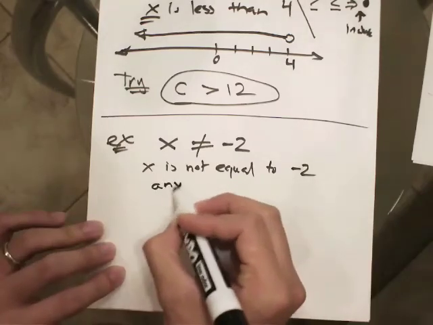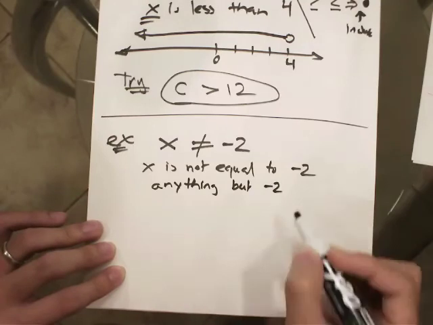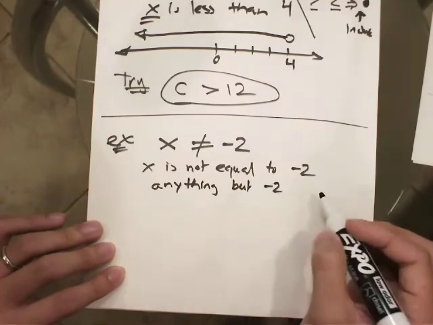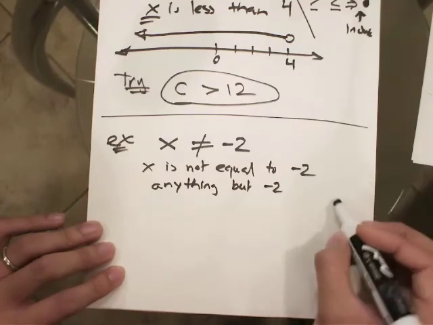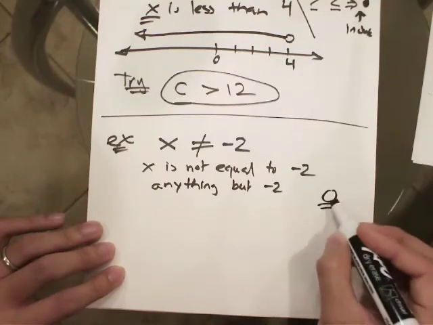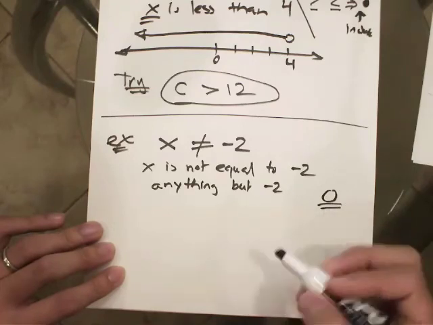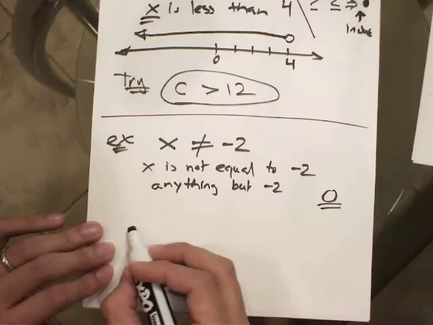So let's go ahead and give ourselves a clue right here. Anything but -2. So how do we exclude -2? What symbol do we need to use to exclude -2? We know that we have to use the open circle, because that one tells us that this is excluding, right? The solid dot, solid circle means include. So since we don't want to include -2, we have to use the open circle.